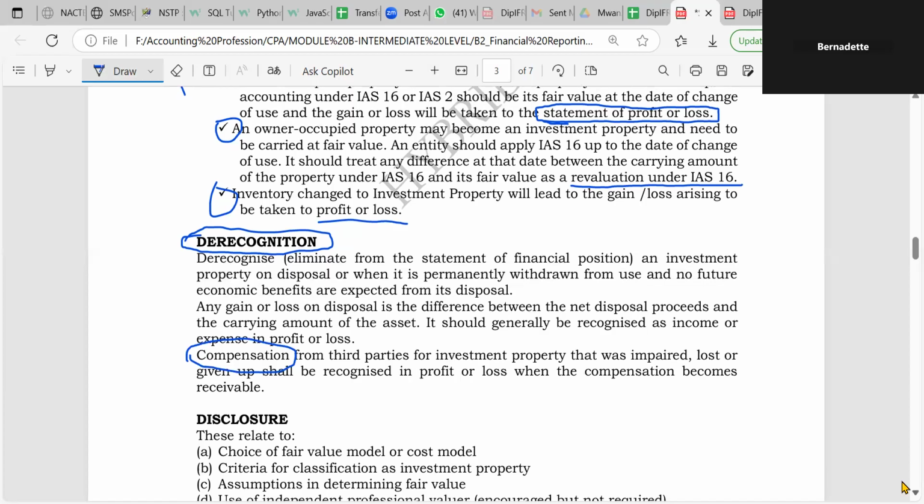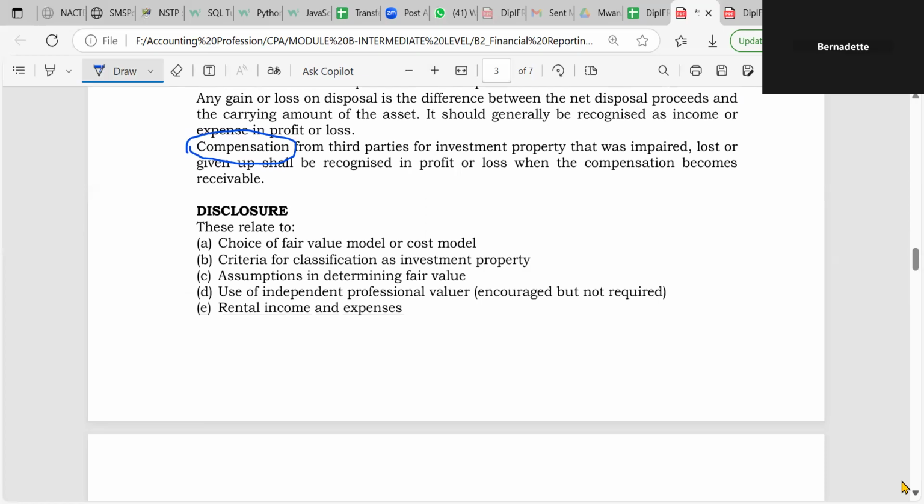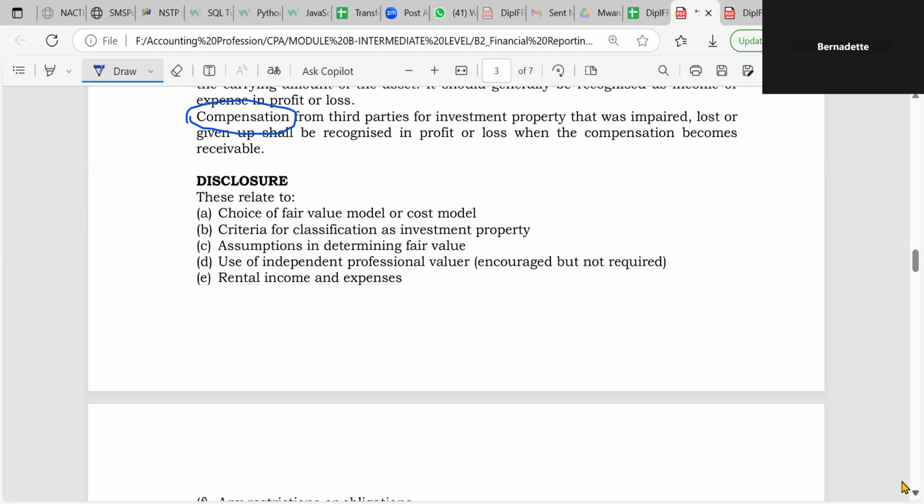And last, now we'll speak of disclosures. Disclosure, it's nothing. Even if you've forgotten in an exam, you just write whatever you know about that standard. Because whatever you do apply, you will have to show it in the books, right? That's why you can say the choice of fair value model or cost model. Are you using the fair value model or the cost model? Maybe criteria for classification as investment property. Why are you saying this is an investment property and not PPE or inventory? Assumptions in determining fair value.